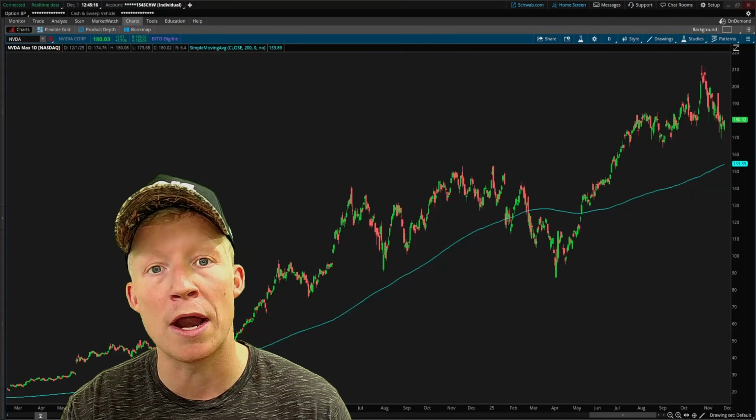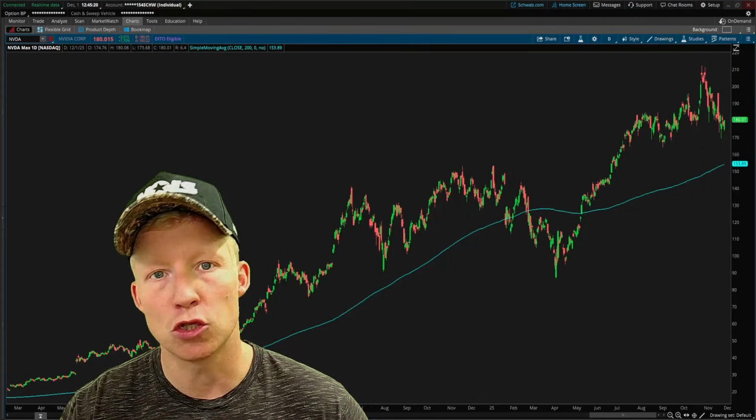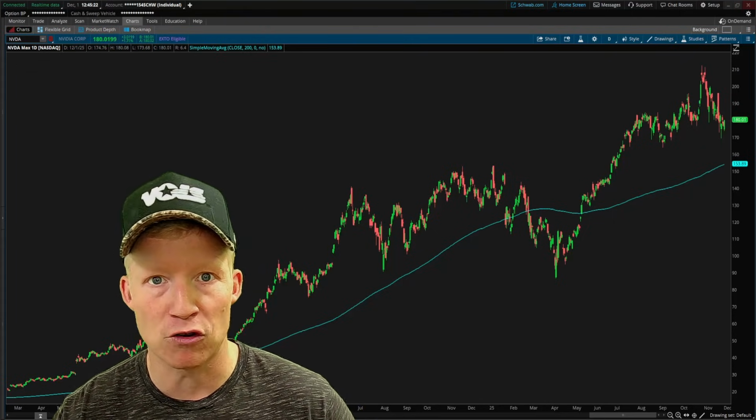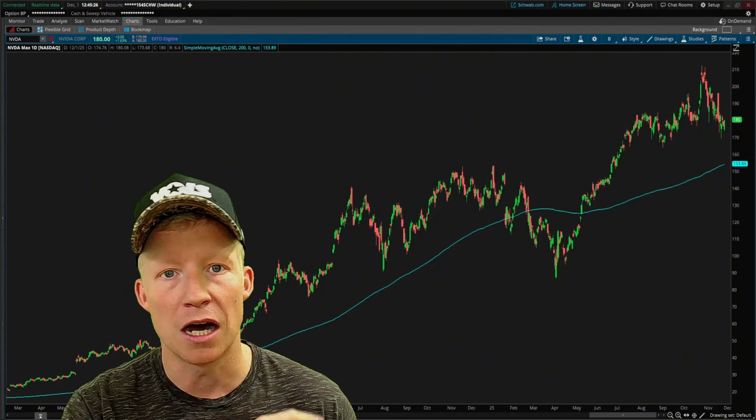So focus on buying strong stocks, add the simple moving average to your chart, add it to every scanner that you run, and only look for long opportunities above this line.